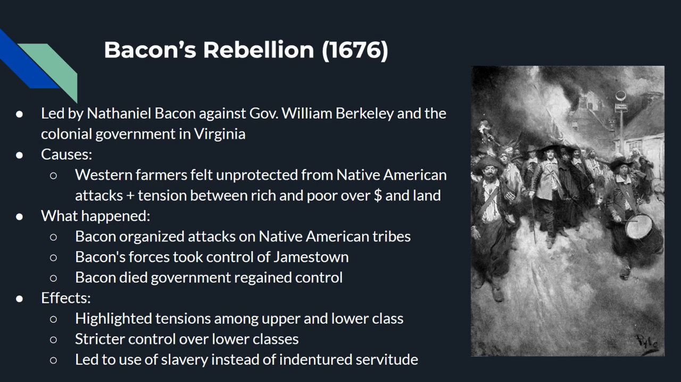What the effects are is that it's going to highlight the tensions that we see between the upper and lower class in the colonies. And we still see tension today. We've probably seen this tension between upper and lower classes for the entirety of American history. And after this, we're going to see stricter control of the lower classes, but probably the most important effect is that it's going to lead to an increased use of African slavery instead of indentured servants, because the idea is that they can have more control over African slaves and they're afraid of indentured servants starting rebellions like this. So make sure we understand all this stuff about Bacon's Rebellion, the causes, what happened, and really those effects. Really important to get down.